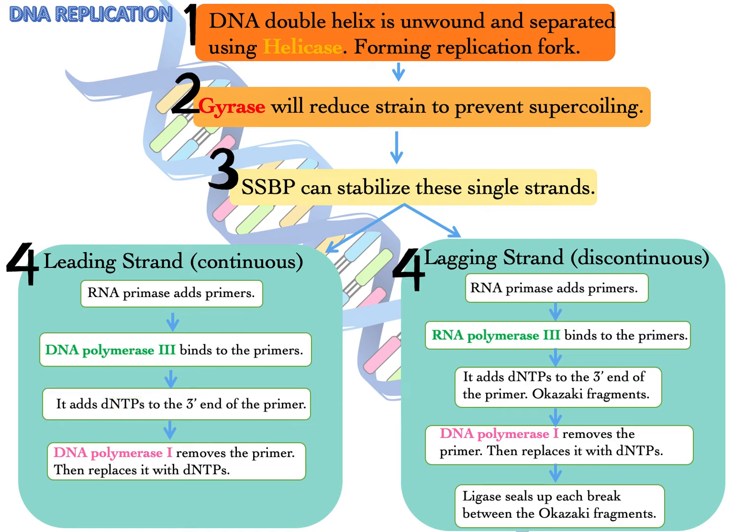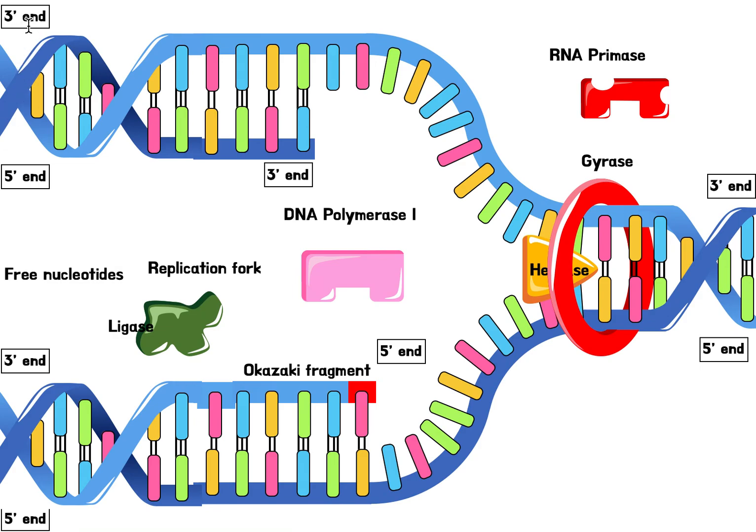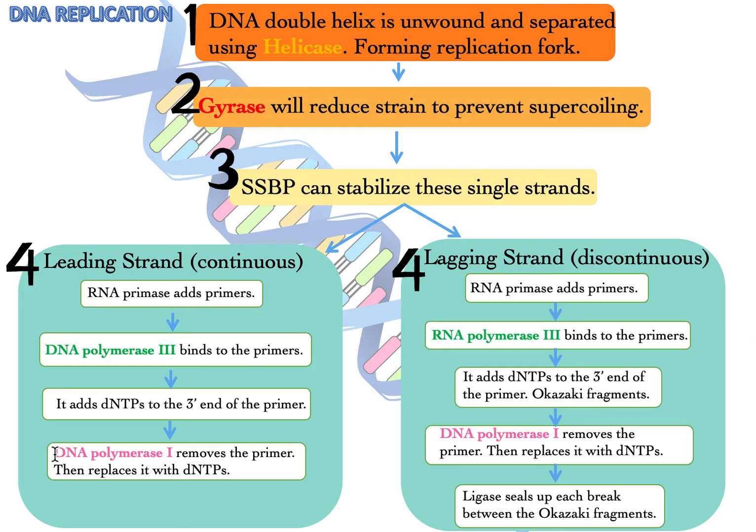What do I mean by that? It's going to add it to this 3' end, but it's going to synthesize it from the 5' to 3' end. Always 5' to 3'. Then after synthesizing 5' to 3', DNA polymerase 1 will remove the primers and replace them with DNA nucleotides. In the meanwhile, the lagging strand, which is discontinuous, right, we have to make these small fragments, goes basically the same, except we synthesize still from the 5' to 3' ends, but this makes us form these Okazaki fragments. And again, DNA polymerase will remove these primers and replace them with dNTPs.